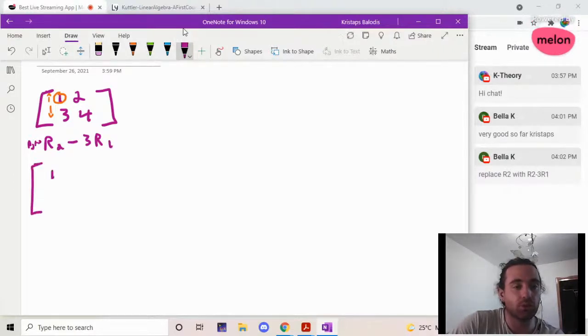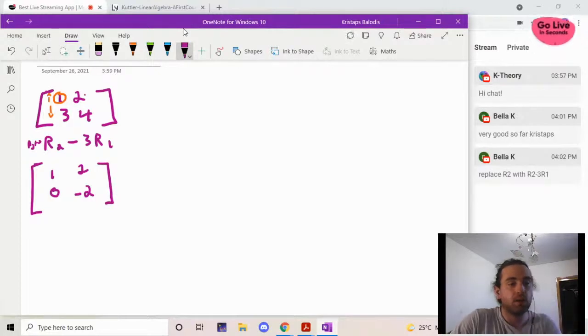So I'm going to get the matrix. Well, nothing's happening to row 1. Now row 2, I'm going to get 1. I have 3 minus 3 times 1 is 0. I have 4 minus 2 times 3. Well, 2 times 3 is 6. So that's 4 minus 6, and I get a minus 2 here. Yep. And what else could I do?